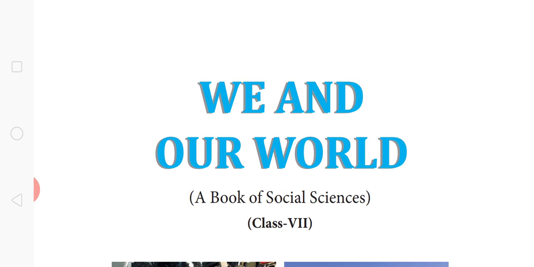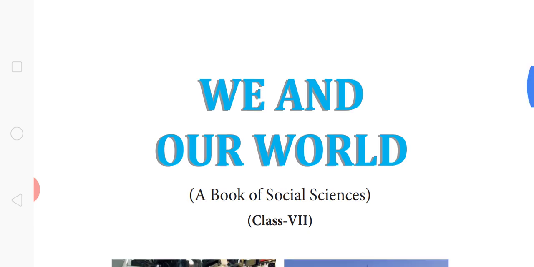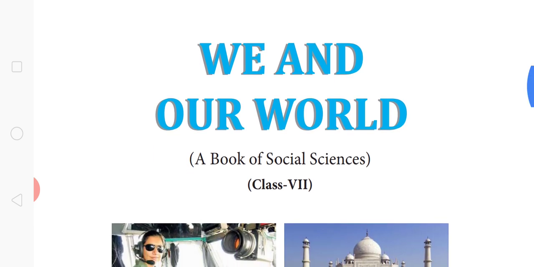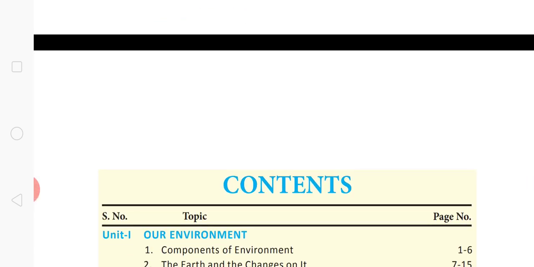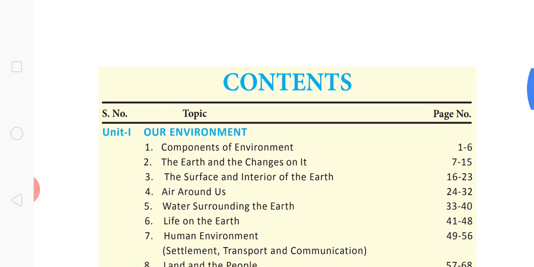2020-21. I am your SST teacher, Mr. Ranjit Singh. Today we are going to discuss the first chapter as well as the different chapters of your book. The name of your SST book is We and Our World. This is the social science book of class 7. Let us discuss the contents of the chapters.